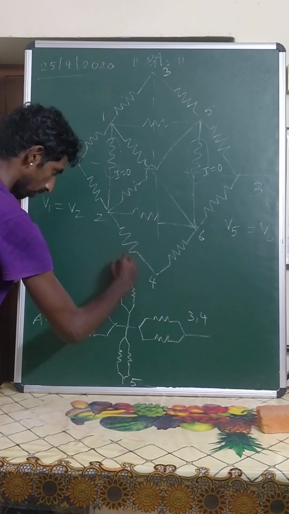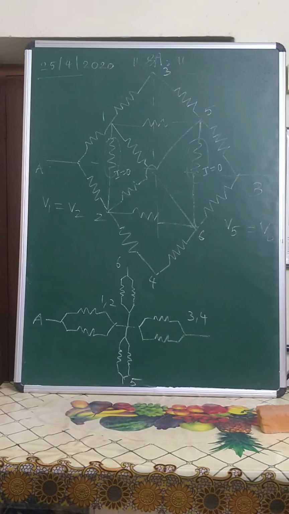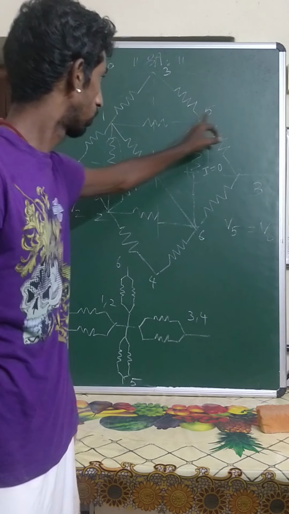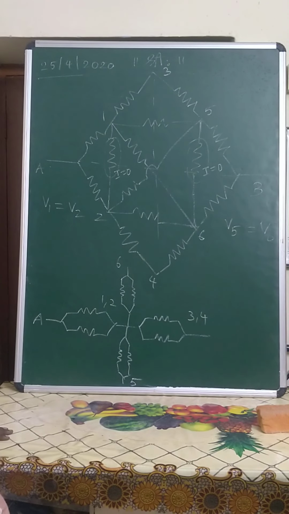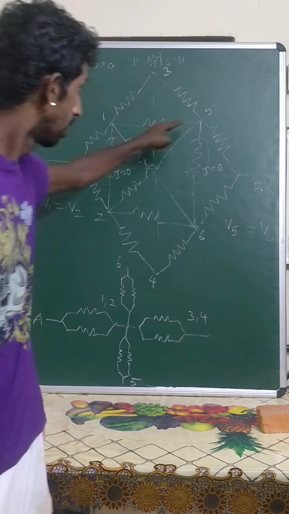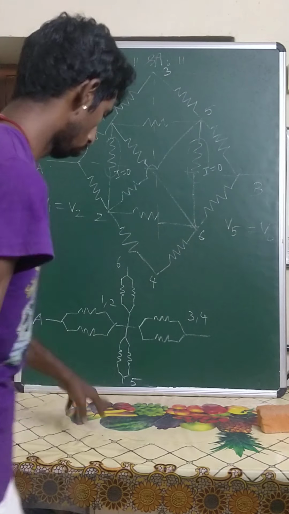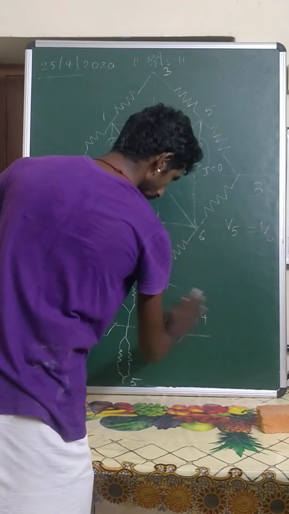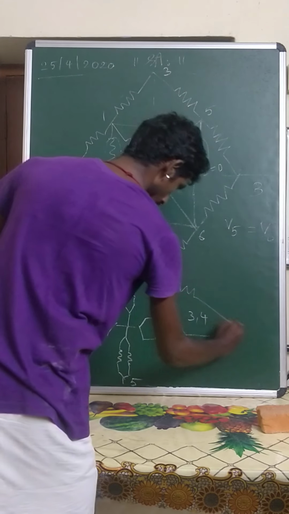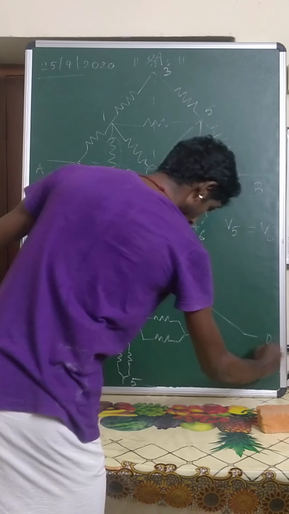So this is towards 6. Okay, so 1 towards 5, 1 towards 6. Both are connected. 2 towards 5, 2 towards 6. It is over. Then 5 is connected to B, 6 is connected to B. So 5 and 6, both are connected to B.